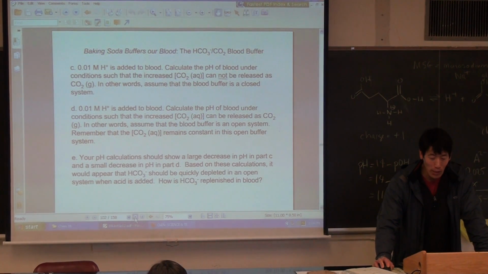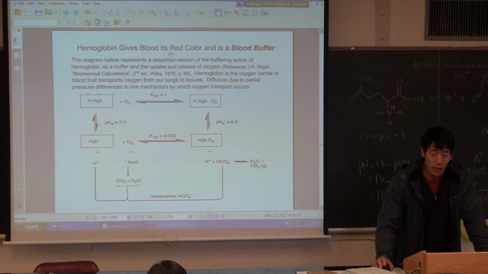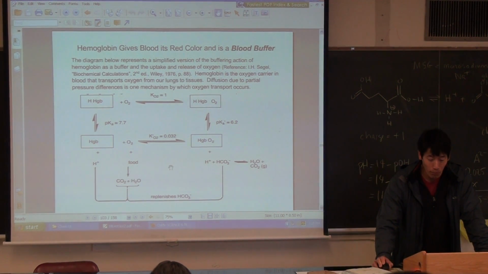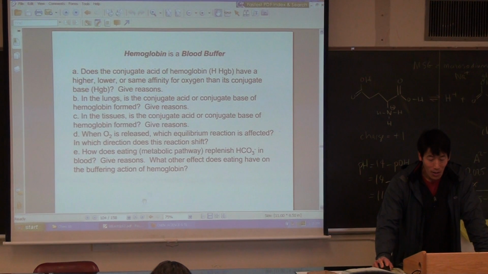And then after that, we'll look at hemoglobin as the second blood buffer in our blood. This is a diagram which describes, for example, here's hemoglobin. This is the basic form. This is the acid form. Here's oxygenated hemoglobin. There are actually 4 different forms of hemoglobin in our blood. We'll look at that next week too, and then we'll answer some questions about how hemoglobin works.